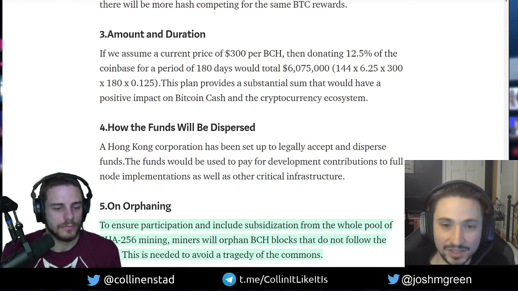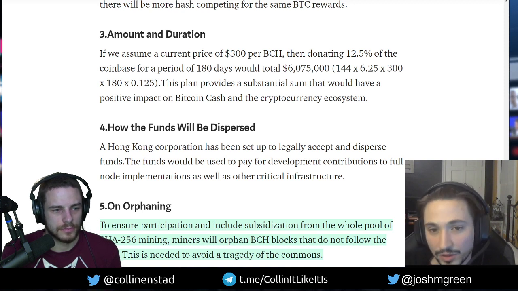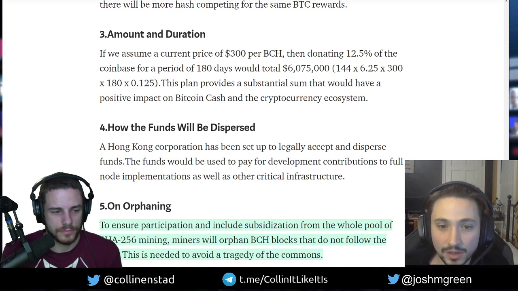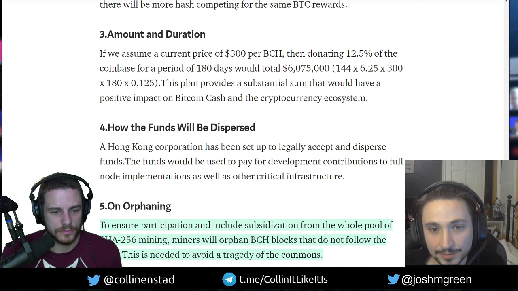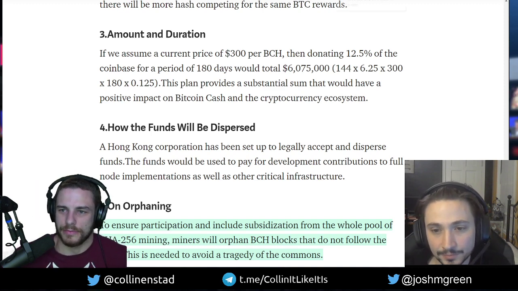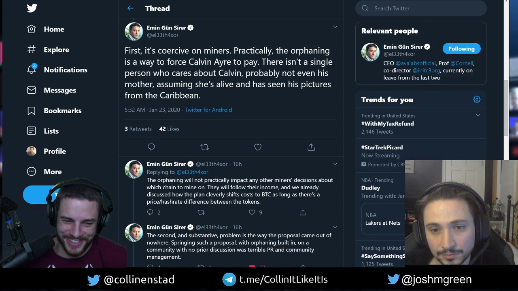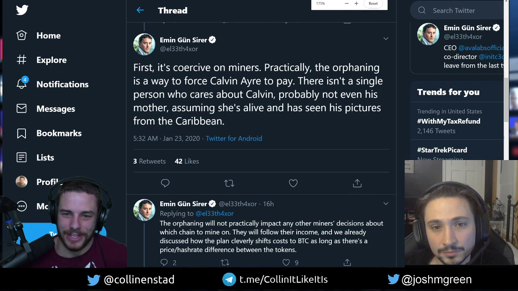But it's still going to be profitable to switch back and forth and have these oscillations in hash power. At least that's my understanding. Yeah. This was a hot take. This is the hottest take I've seen.